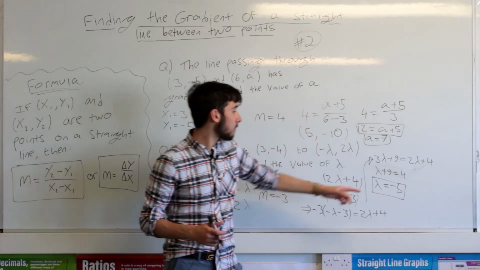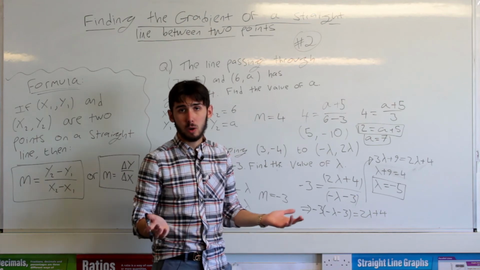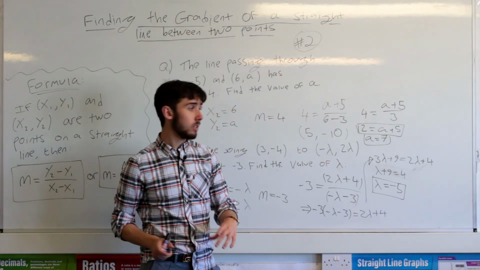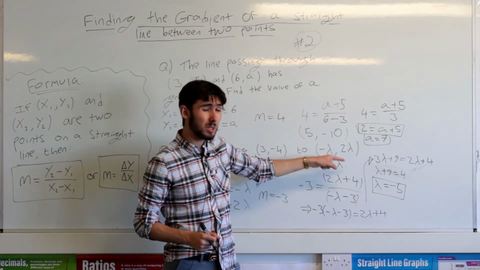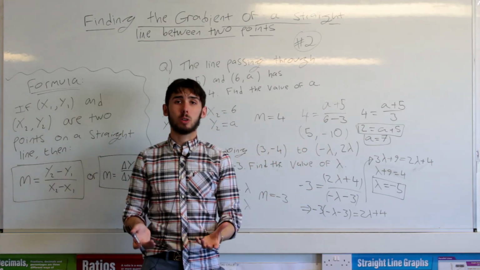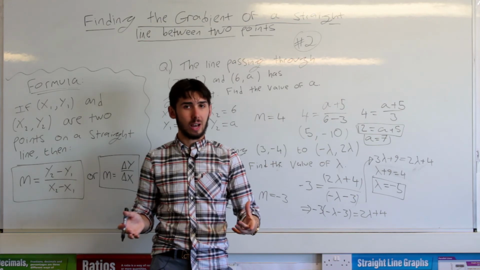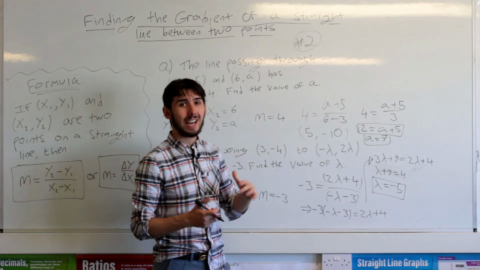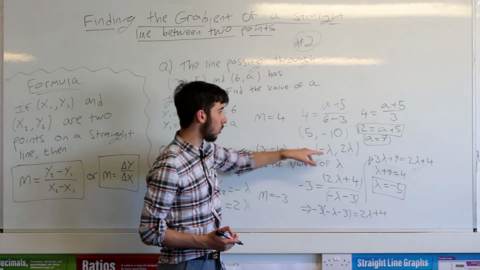Don't think, oh, lambda's minus 5, so the coordinate is minus 5. Not necessarily. You need to plug them back in. It's a bit of a trick, but this is the coordinate that we're looking for. But that wasn't part of the question. The question was just find the value of lambda. You wouldn't need to do this unless it actually asked you to find the coordinates of this.